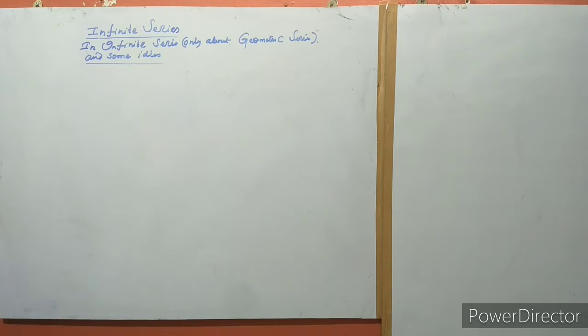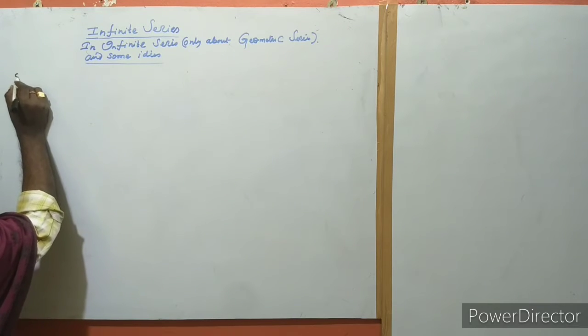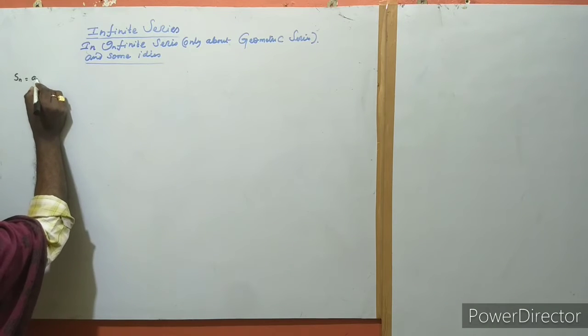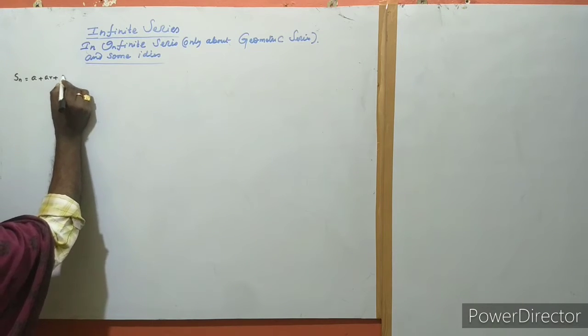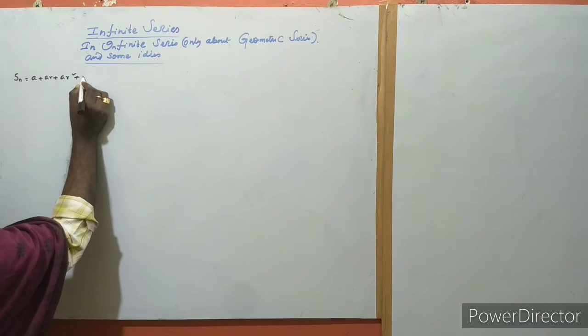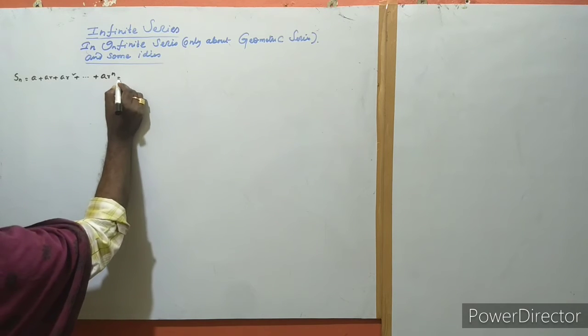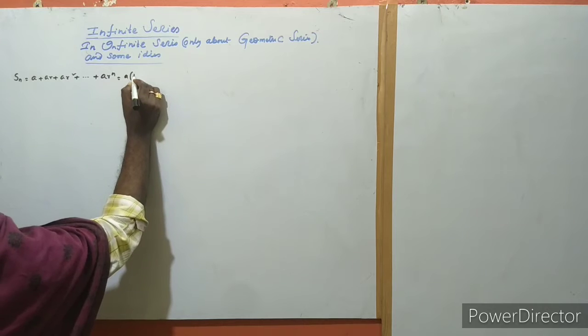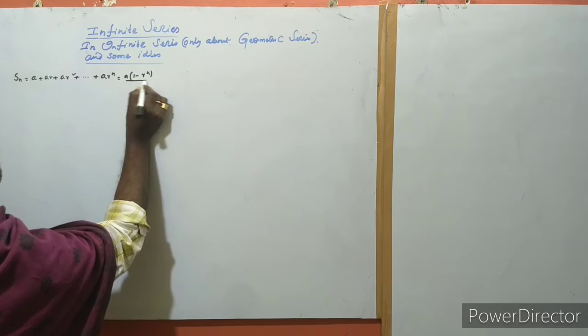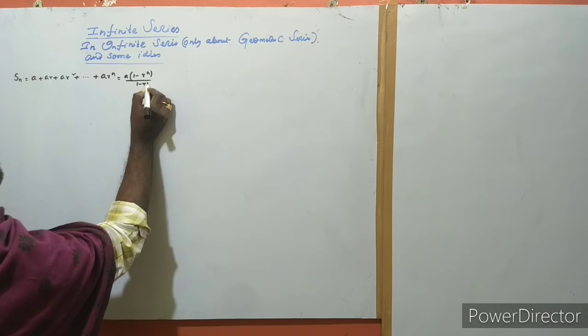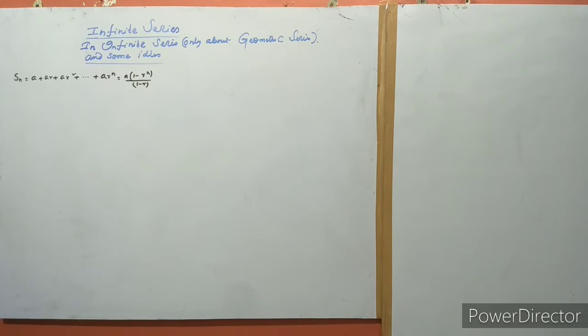See carefully. Infinite series. In infinite series, we only discuss the geometric series, the study of GP. You know the GP series, that is, if the series be a, ar, ar square, and so on up to ar to the power n, you know the sum of this series is a into 1 minus r to the power n by 1 minus r. So this is the sum of the GP series when n is finite.